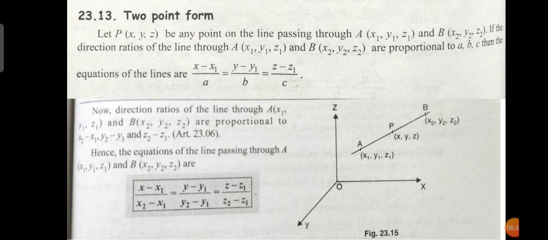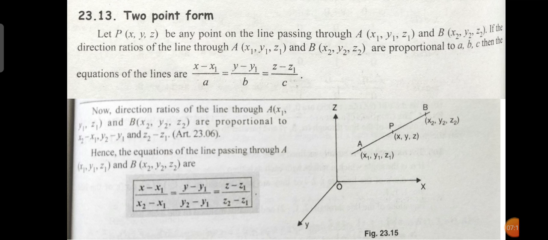The 2-point form: let P be any point (x, y, z) on a line passing through A and B, where A is (x1, y1, z1) and B is (x2, y2, z2). So P is a point on the line AB. The direction cosines of the line through A and B are proportional to the direction ratios a, b, c. Then the equations of the line are (x minus x1) by a, (y minus y1) by b, and (z minus z1) by c, as you saw on the previous page.